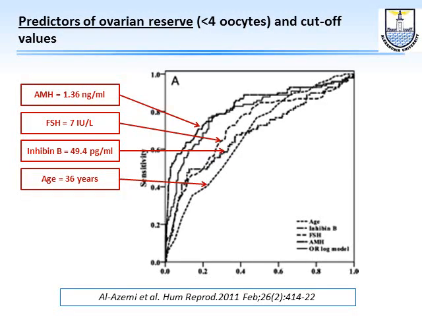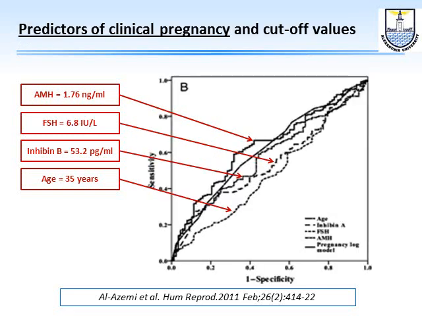But which one of them is a better predictor? Now, Al-Azemi et al. tried in this paper to compare 4 predictors, and what you can see and what is expected, the AMH was the best predictor in their study, followed by FSH day 3, followed by day 3 inhibin B, and followed even by age. And this is while trying to predict the ovarian response, the ovarian reserve, because you see there is a nice curve. When they tried to predict clinical pregnancy, the curve started to flatten. It's not a beautiful curve anymore.